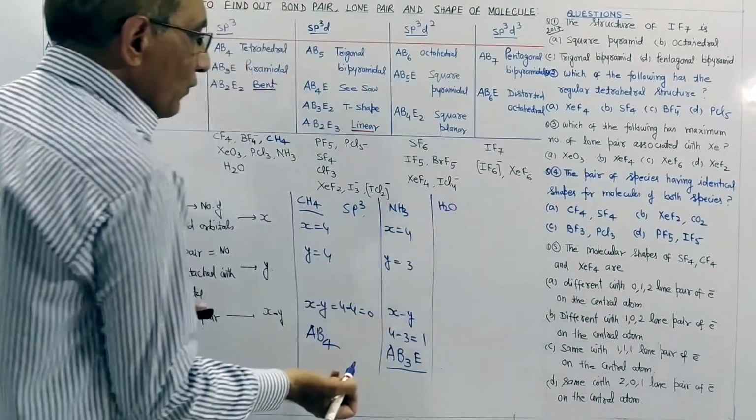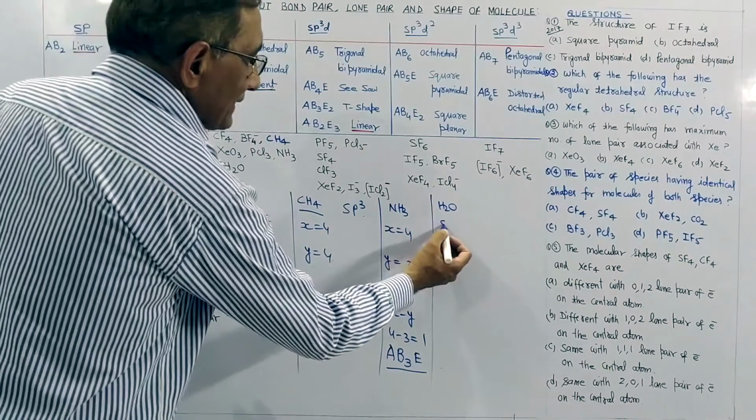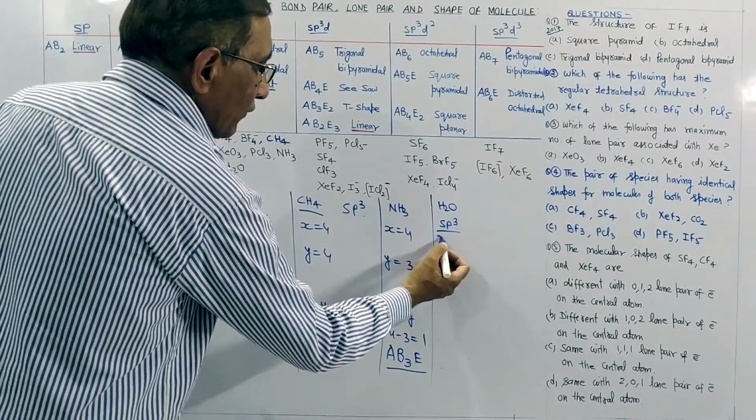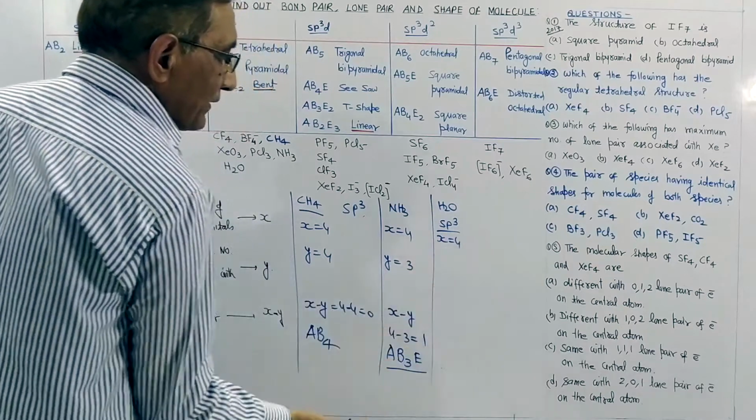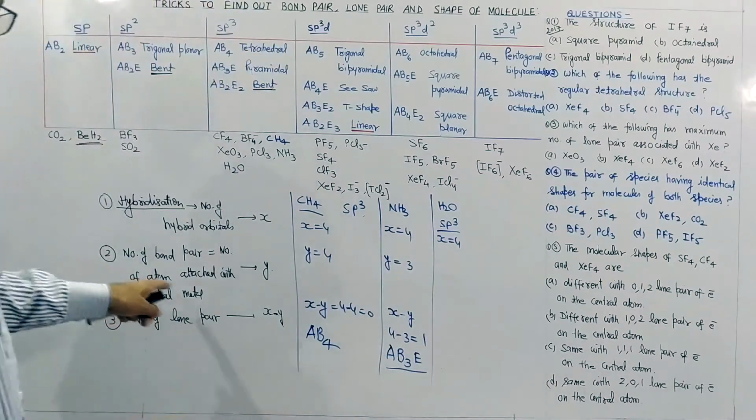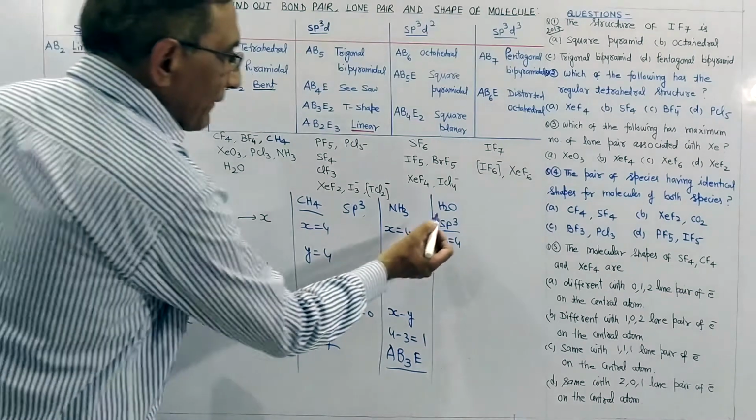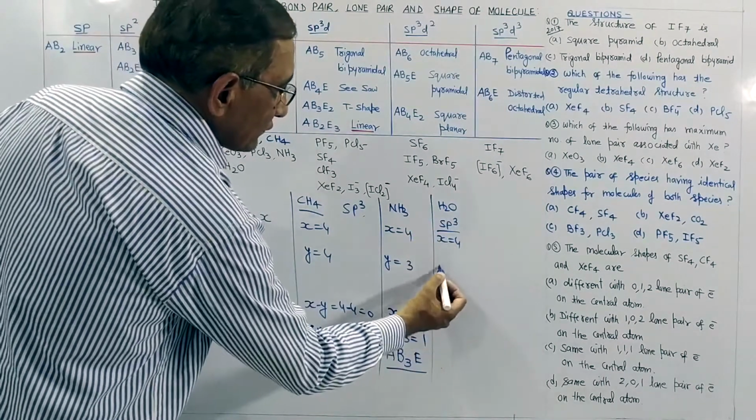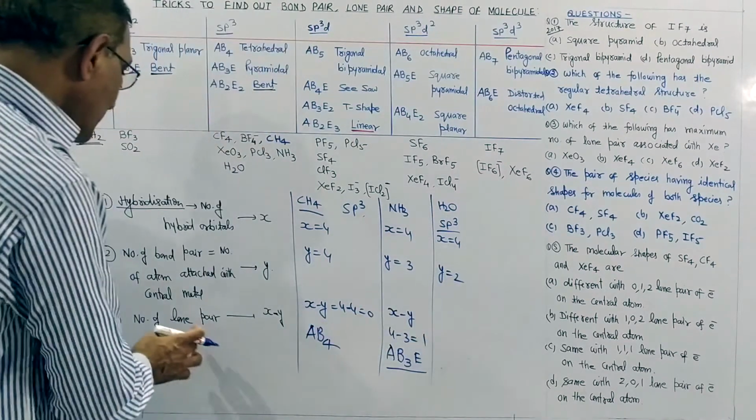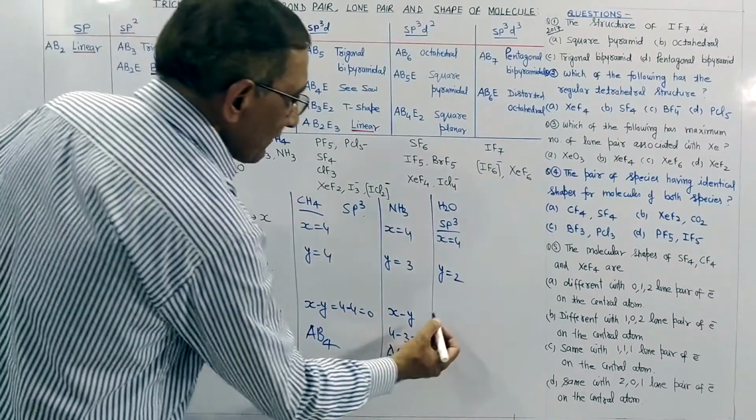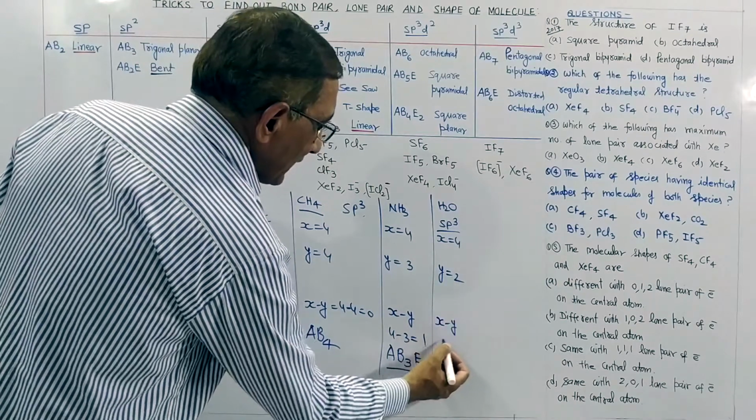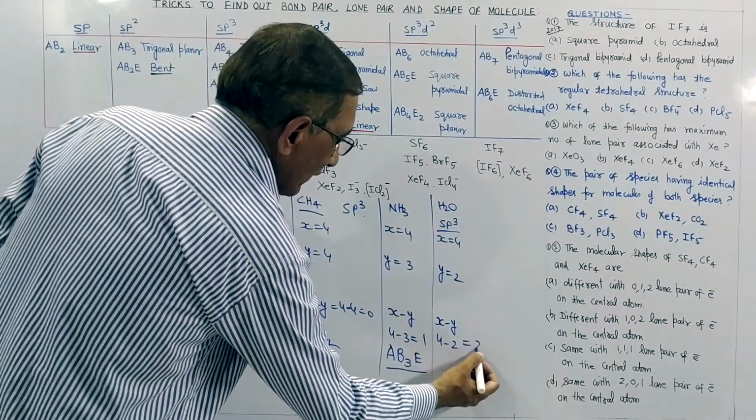Suppose it is H2O. Hybridization is sp3. Again 4 orbitals, x is 4. Number of atoms attached with the central atom is equal to the number of bond pairs. So we have 2 hydrogens attached with oxygen, so y value is 2. Number of lone pairs will be x minus y, so 4 minus 2 is equal to 2.